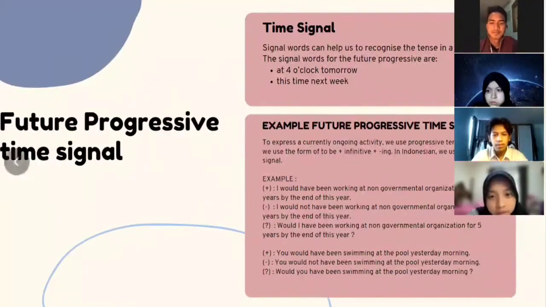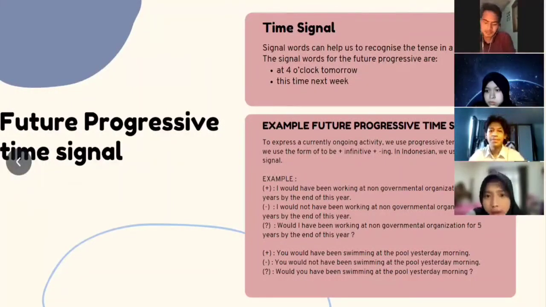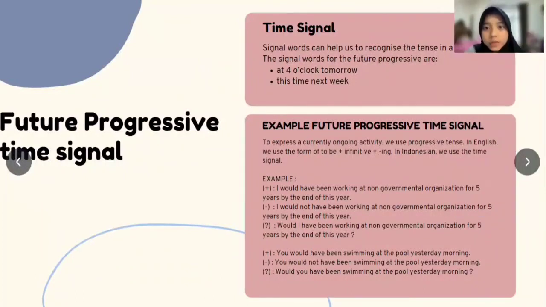Future progressive time signal. Signal words can help us to recognize the tense in a sentence. The signal words for the future progressive are at 4 o'clock tomorrow, this time next week. Example, future progressive is used to express a currently ongoing activity. We use progressive tense. In English, we use the form of to be plus infinitive. In Indonesian, we use the time signal.